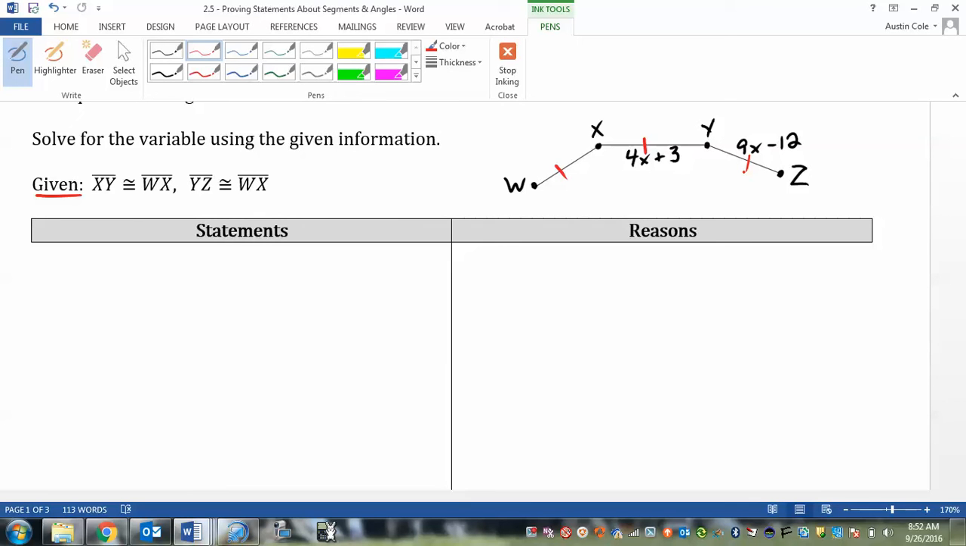Kira? Write down the given information. Excellent. No matter what the proof is, it doesn't matter, we have to write down the given information. So go ahead and do that.